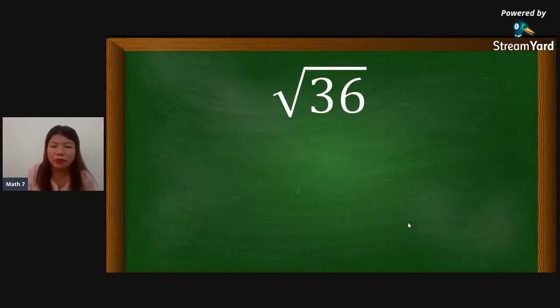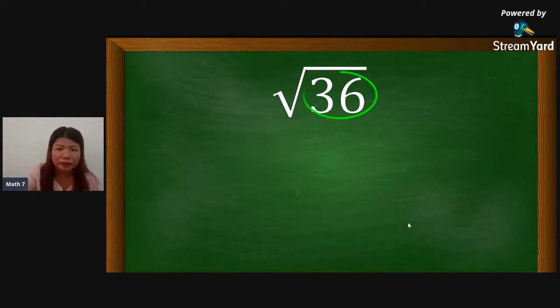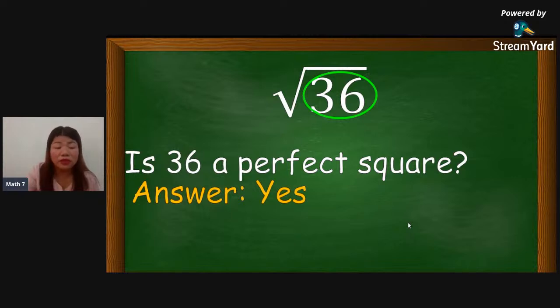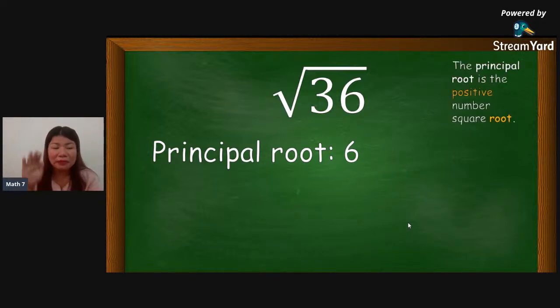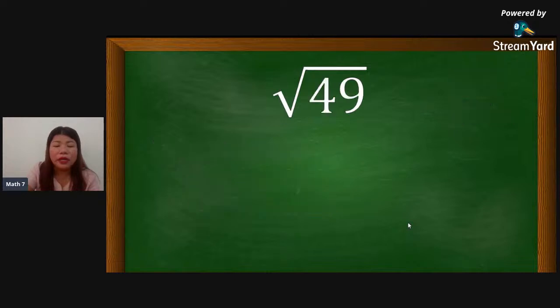So, proceed tayo sa example. O, anong principal root na kaya ng 36? Square root of 36. Principal root, it is a perfect square. Okay, yan ang radicand natin. Anong principal root nito? We have positive 6. Ulitin ko, principal root is always positive. So, when you multiply 6 times 6, the answer is the radicand 36. Okay, very good.